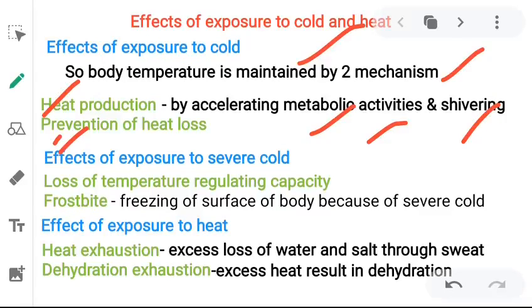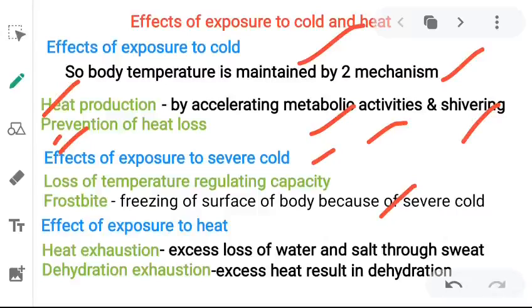Then effect of exposure to severe cold: there will be loss of temperature regulating capacity. So frostbite will be there. Frostbite, what is frostbite? That is nothing but freezing of surface of body because of severe cold. Because of severe cold, your body will be as if fully frozen. That we call frostbite. So these two things will happen when you are exposed to severe cold. One is loss of temperature regulating capacity. Another one is frostbite. Frostbite means freezing of surface of body because of severe cold, because that freezes your body.